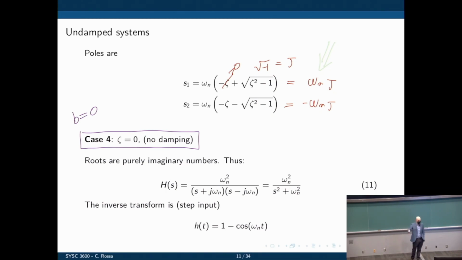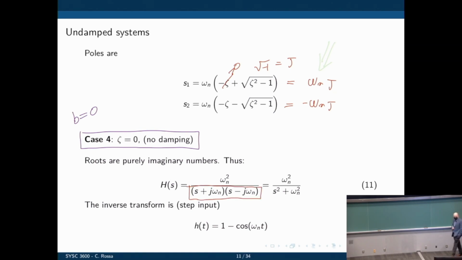If you think about the Laplace transform of this, because you have only imaginary numbers in your poles, the signal you should expect from this is only sinusoidal. There are no exponentials. And that's precisely what happens. So let's look at the way the transfer function is rewritten here.